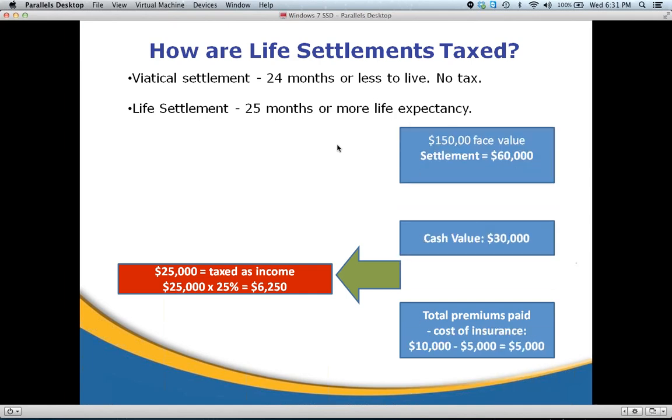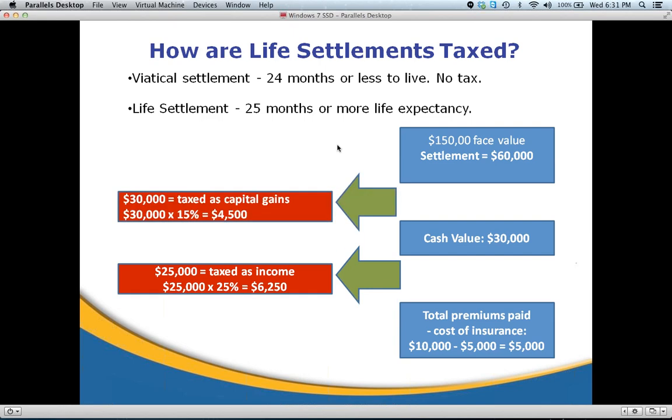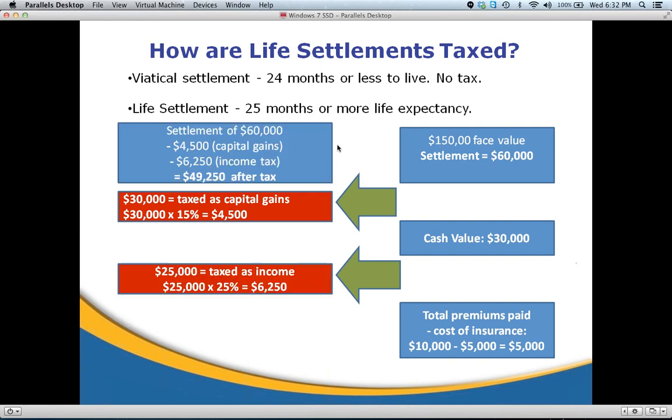The next portion is going to be the difference between your settlement and your cash value. So we have a $150,000 face value, a $60,000 settlement, which you were paid for this policy. The difference is $30,000 between that and the cash value. That $30,000 is taxed as capital gains. So hypothetically, 15%, it's a $4,500 capital gains tax bill. So you had your $60,000 settlement, you paid $4,500 in capital gains, you paid $6,250 in income tax. So after all the taxes, you got $49,250.